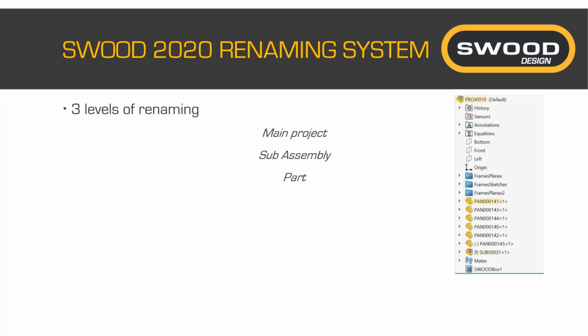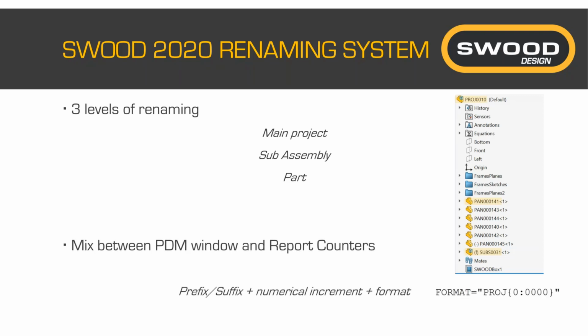So we have 3 levels of customization for that, and 3 levels of renaming on the project, on the subassembly, and on the part level. And like I explained, that's something we are able to do thanks to a mix between the PDM window we had for many years and the report counters and the possibility to create a prefix or a suffix with a numerical increment and a specific format. We are also able, on request and after exchanging with your project manager, to create specific user modules to have a specific renaming for units.